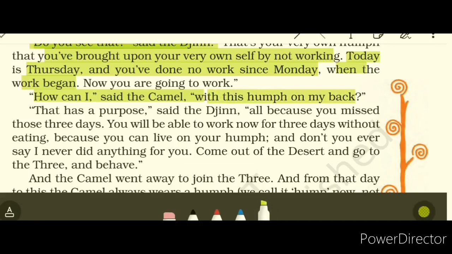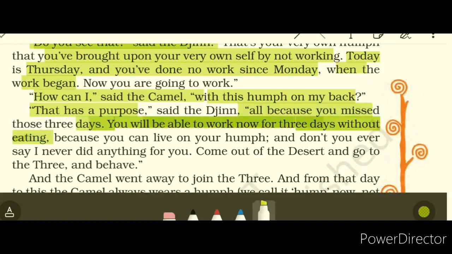Alright. So the jinn explains. He says, that has a purpose, says the jinn. All because you missed those 3 days, you will be able to walk now for 3 days without eating. So this is what, class?